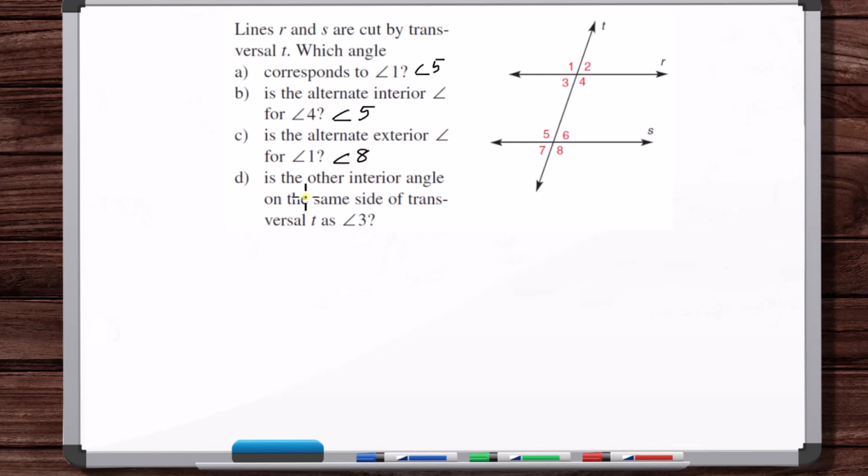Which angle is the other interior angle on the same side of the transversal T as angle 3? The other interior angle on the same side of the transversal, that's angle 5.